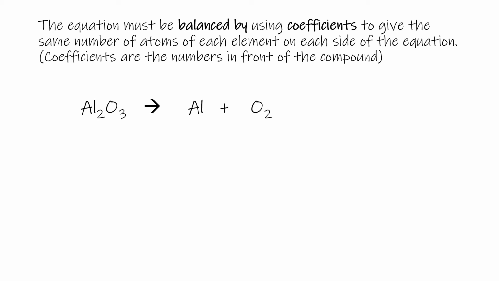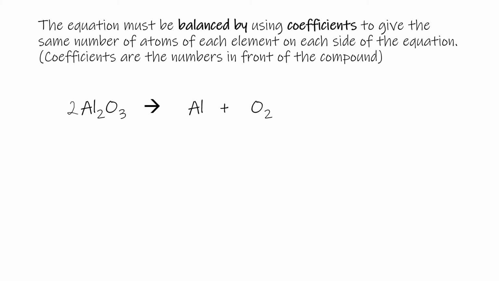We have a subscript of 3 for the oxygen in the aluminum oxide compound, and we have a subscript of 2 for the oxygen on the product side. Since we have an odd number on one side and an even number on the other, we're going to come up with our lowest common multiple, and that would be 6. We need to get 6 oxygen on each side. We can do that by putting a coefficient of 2 in front of the aluminum oxide. That gives us 6 oxygen there.